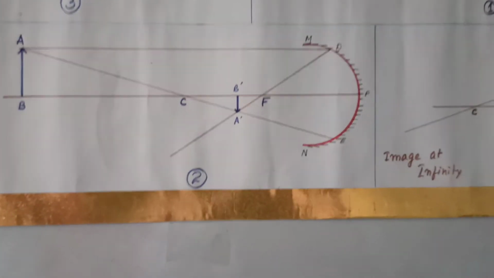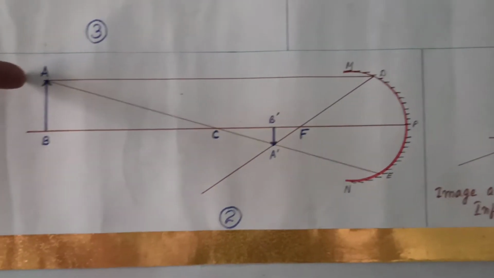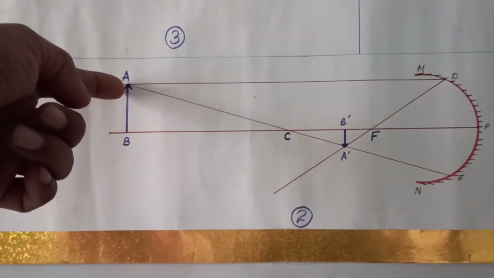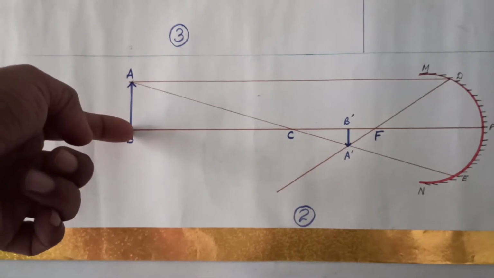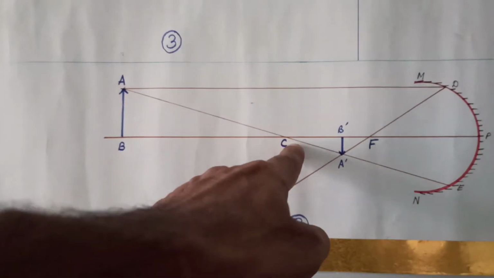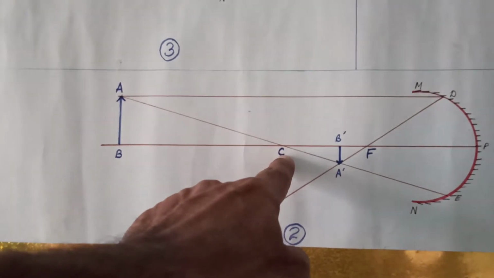Point here you can see that this is the object. I am pointing the finger, you can see please. This AB is the object. So when the object is placed beyond the center of curvature, this C stands for center of curvature.